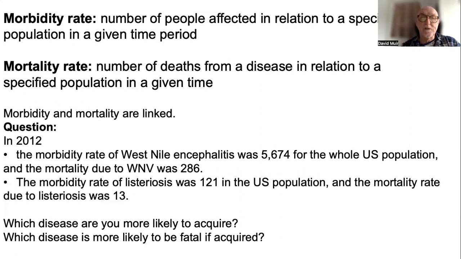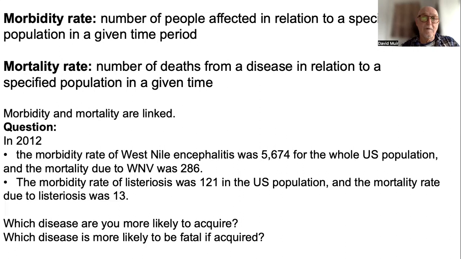Now, here's a question. Which disease are you more likely to acquire? Look at the morbidity rate for the same population, comparing to the whole of the United States. Well, the likelihood of you getting West Nile virus is very low, but it's much, much higher than it is for listeriosis. However, which disease is more likely to be fatal if you acquired it? Look, only 121 people got listeriosis, but 13 of them died. That is a much higher mortality rate than for West Nile encephalitis. You're much more likely to get West Nile encephalitis, but you're much less likely to die of it than if you got listeriosis.